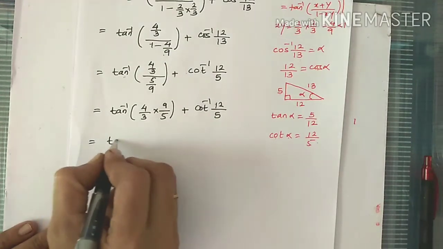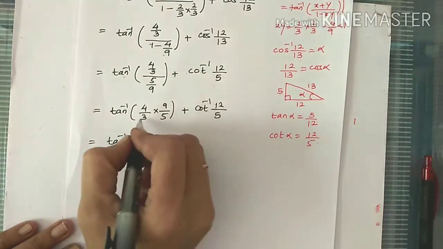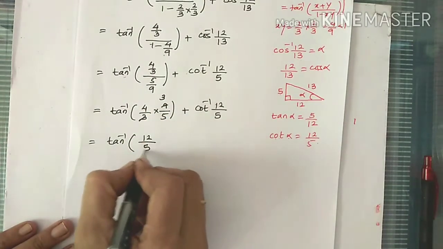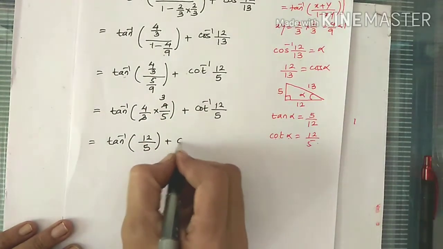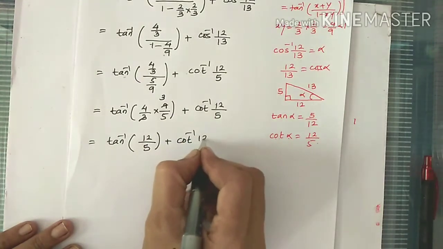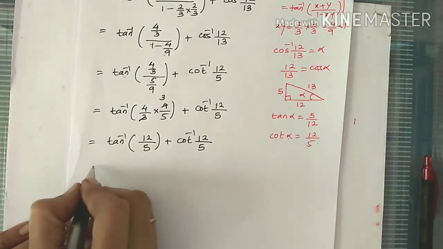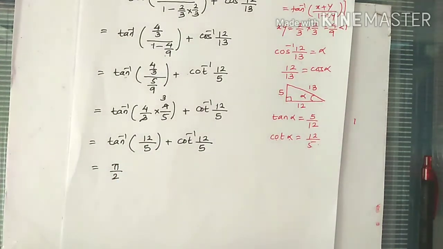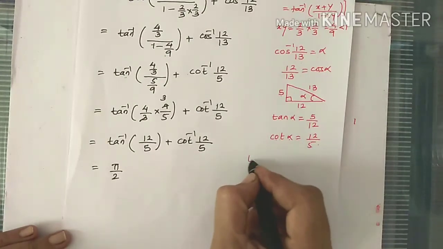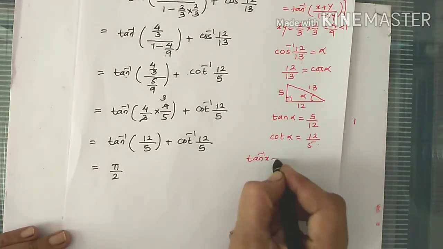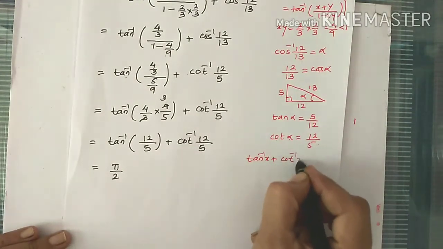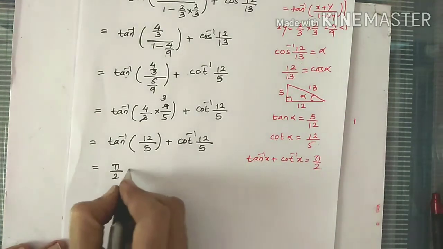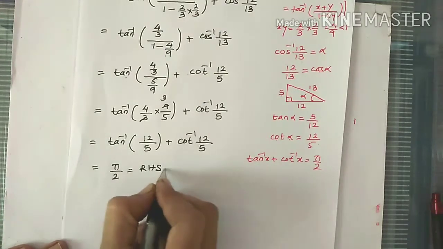So simplifying this, here let's divide by 3. So that becomes 12 by 5. See, we get tan inverse and cot inverse with the same value. And the property says that whenever we have the same value but the terms are tan inverse and cot inverse, that is pi by 2. So tan inverse x plus cot inverse x is pi by 2. So that is our right hand side. Okay.